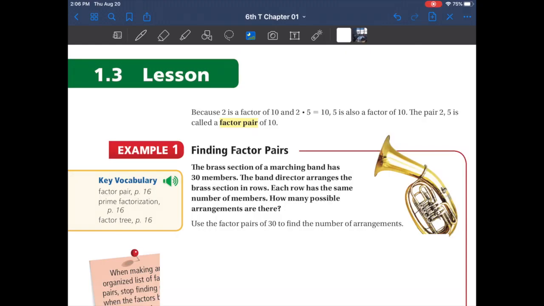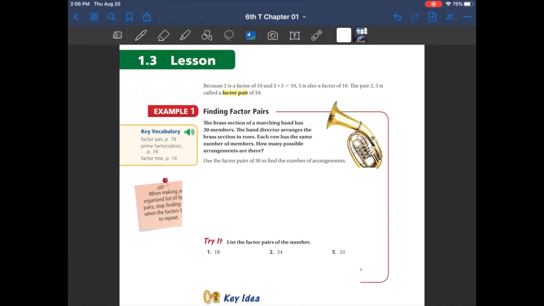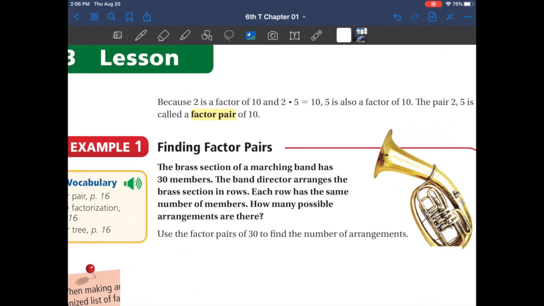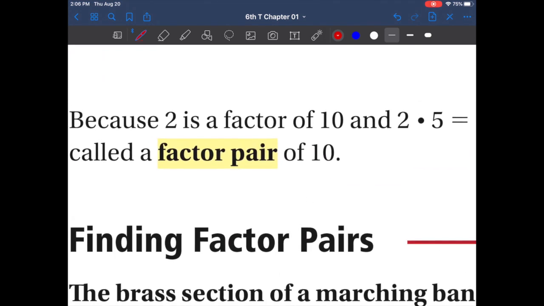Hello everyone, this is Chapter 1, Lesson 1.3. In this lesson, we are going to be talking about factors and specifically prime numbers and prime factor trees. Okay? So first thing that we need to talk about is what is a factor pair?